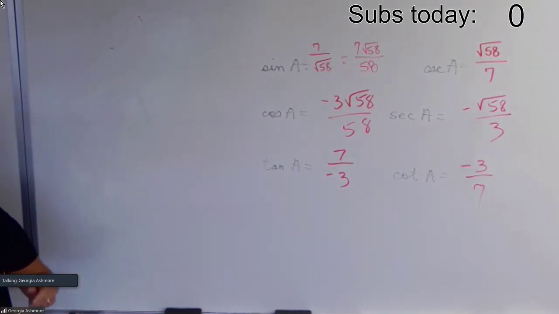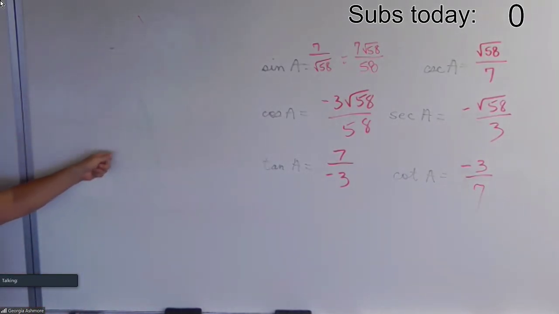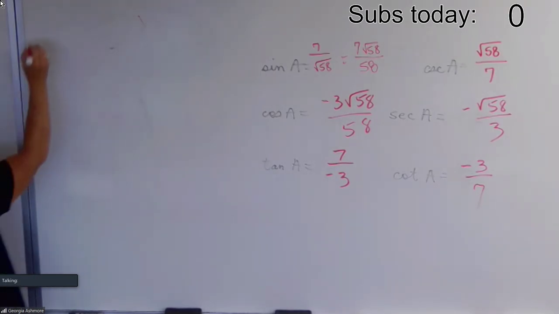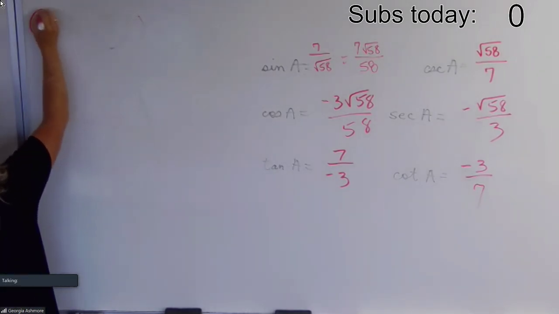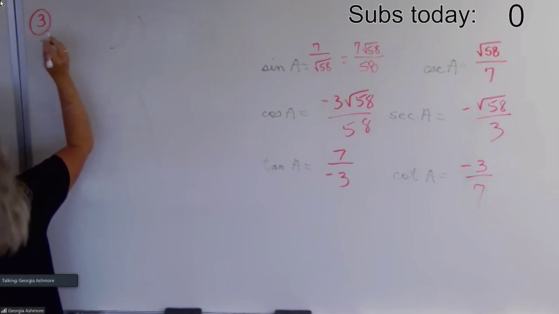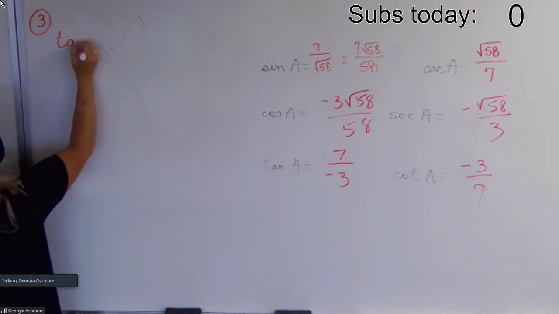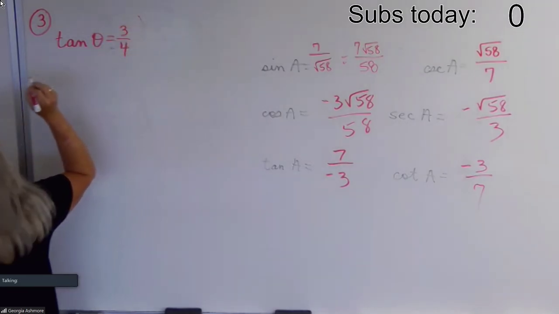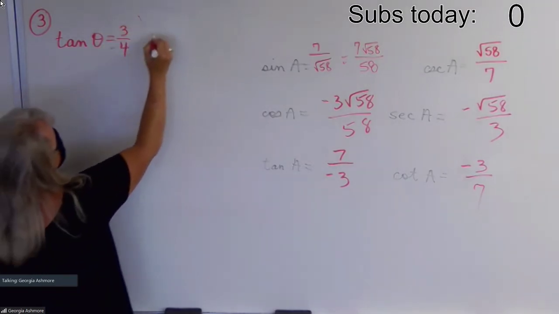And y'all may say, why is she using the whole board? This is the board that they can see. So tan theta equals 3/4, and theta is in quadrant 3.